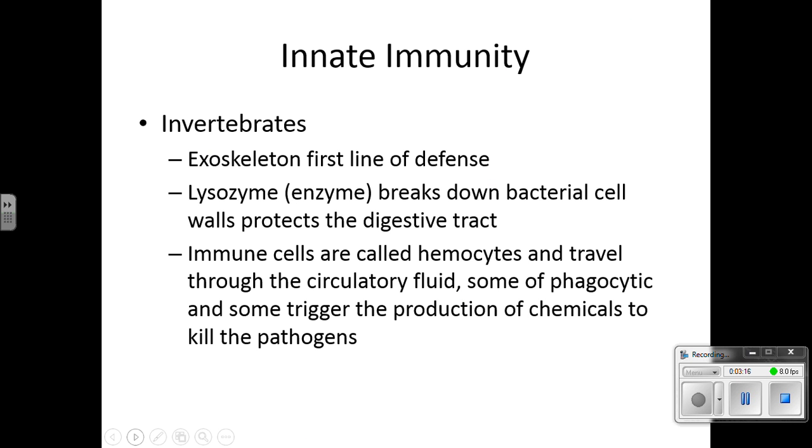So let's look at innate immunity. In invertebrates, their innate immunity starts with their exoskeleton, because that's a hard core, going to be a barrier. They have lysozymes, which are enzymes that break down bacterial cell walls that protects their digestive tract. The immune cells are called hemocytes and travel through the circulatory fluid. Remember, they don't necessarily have blood. Some are phagocytic and some trigger the production of chemicals to kill the pathogens. Remember, pathogens are those foreign things we don't like.